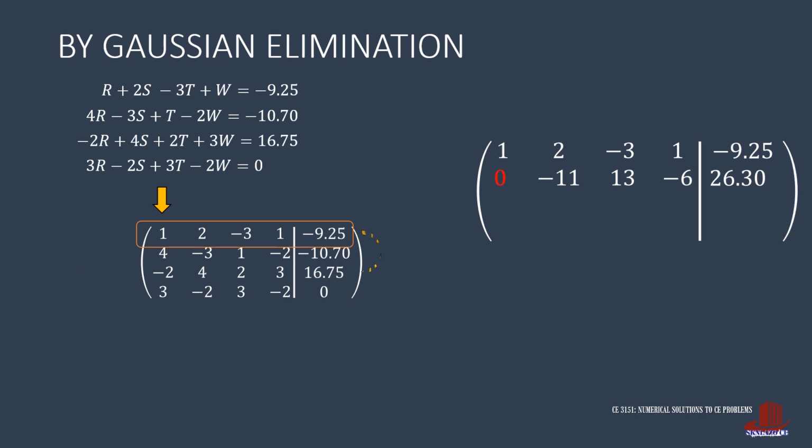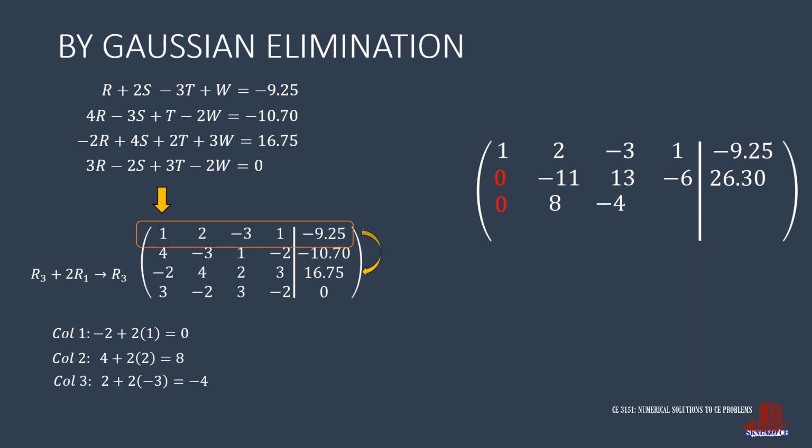Now zero out element 3, 1 by using the pattern row 3 plus twice of row 1 as the new row 3. The first element in row 3 then has negative 2 plus twice of 1, making it 0. Next is 4 plus twice of 2, giving 8. From the third column, there is 2 plus twice of negative 3, making negative 4. The following element has 3 plus twice of 1, making 5. And the last element works on 16.75 plus twice of negative 9.25, giving negative 1.75.